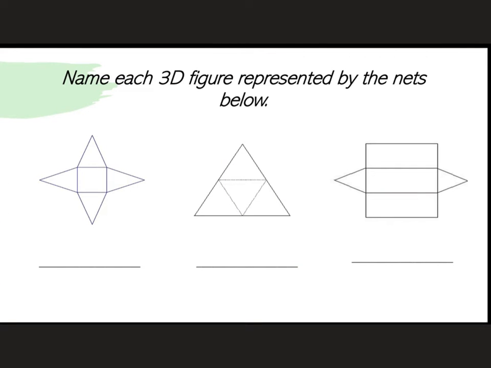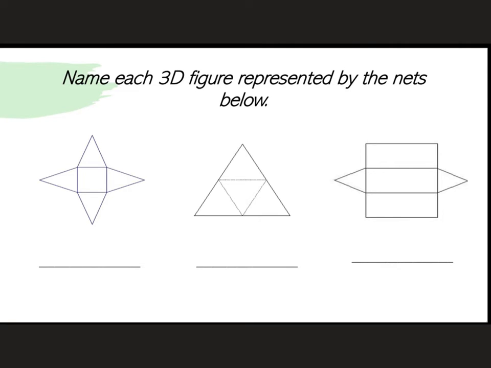Next one, name each 3D figure below. Name each 3D figure represented by the nets below. So first things first, couple reminders. 1, you can never have more than 2 bases, so keep that in mind. 2, your first word is named from the base. So if the base is a triangle, it's triangular. If it's a rectangle, it's rectangular. And then a pyramid only has 1 base, a prism only has 2.